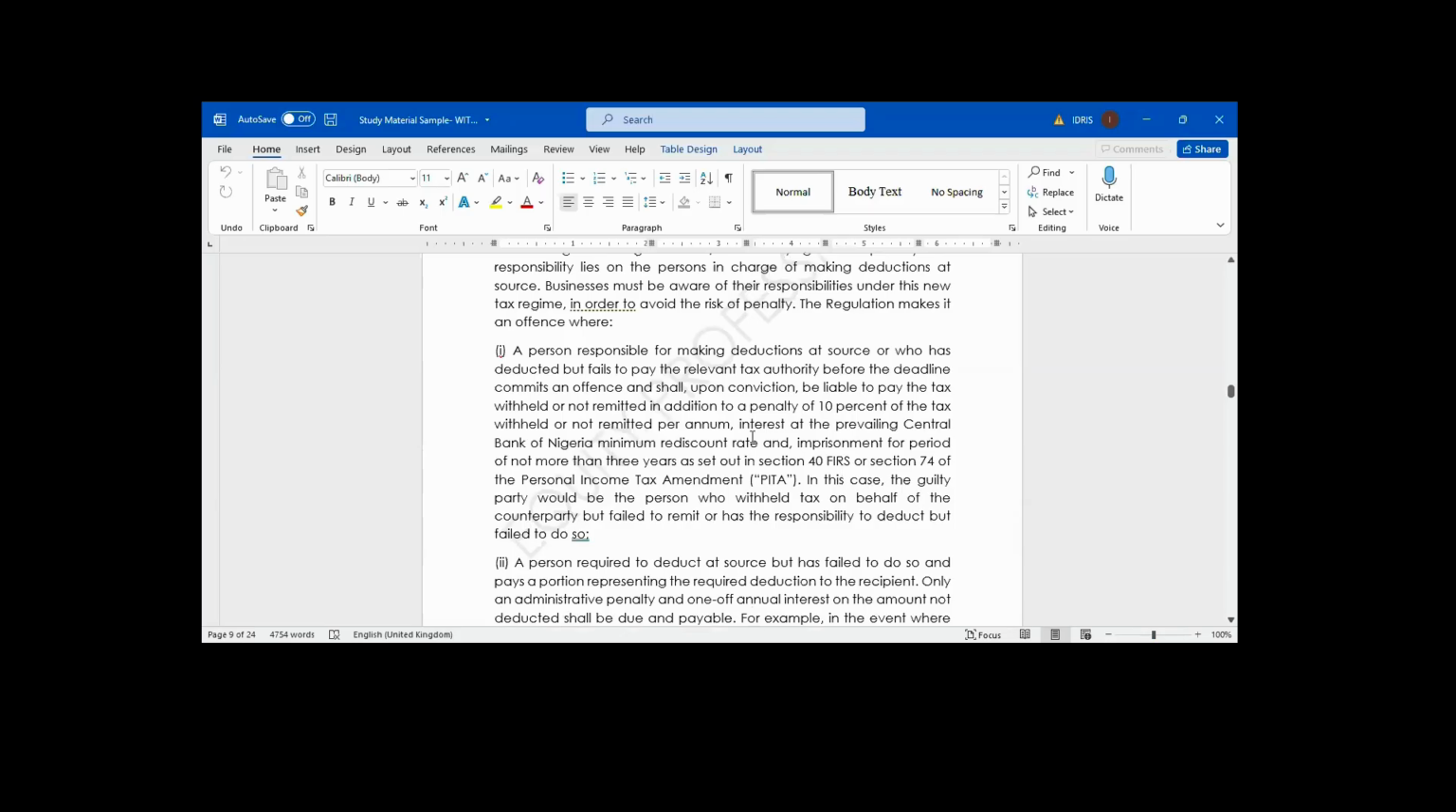Another offense is when you deduct withholding tax but fail to remit it. You will pay the withholding tax, and you also pay penalties of 10% plus interest at prevailing commercial rates.